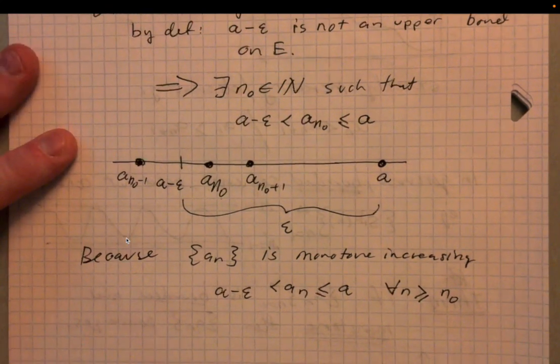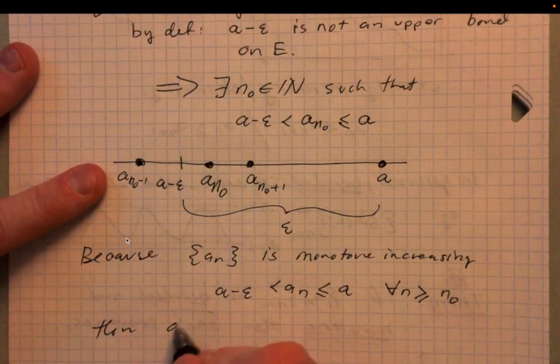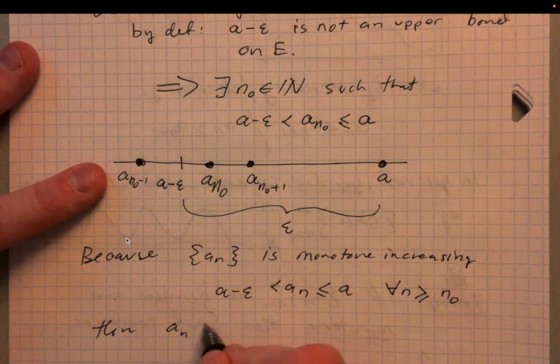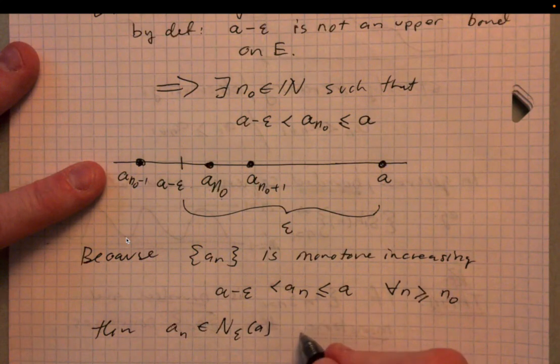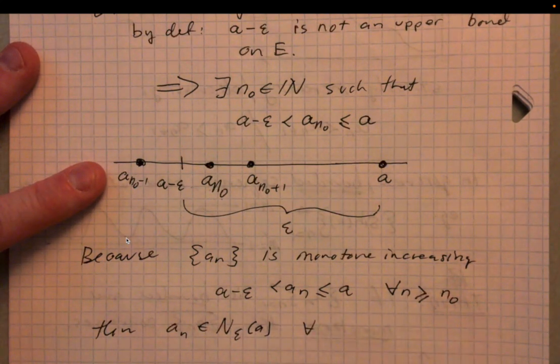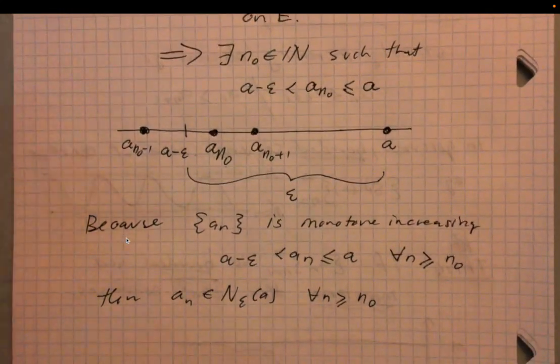Okay, well, given that, then a sub n is going to be in the epsilon neighborhood of A for all n greater than or equal to this n naught, right? And this is just the definition of convergence.